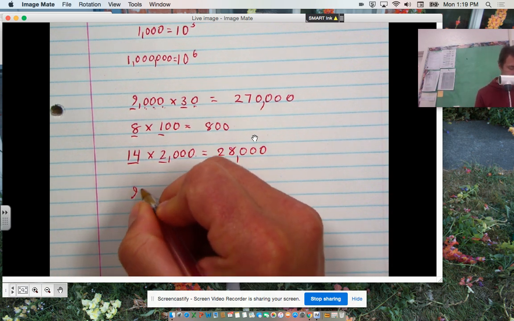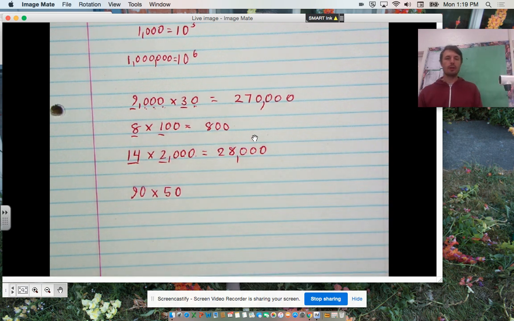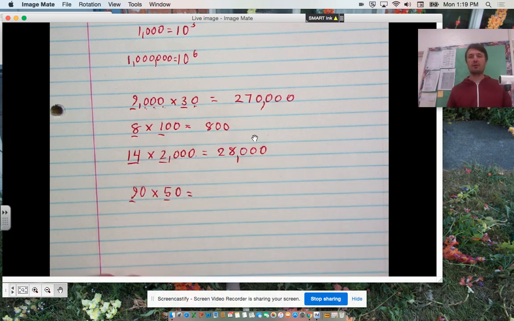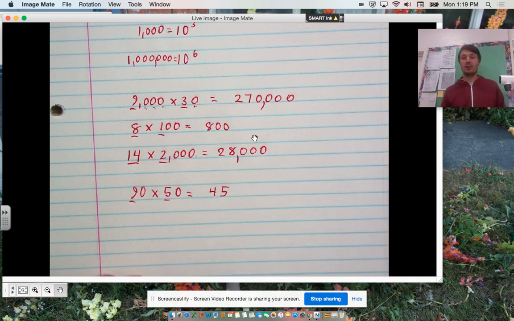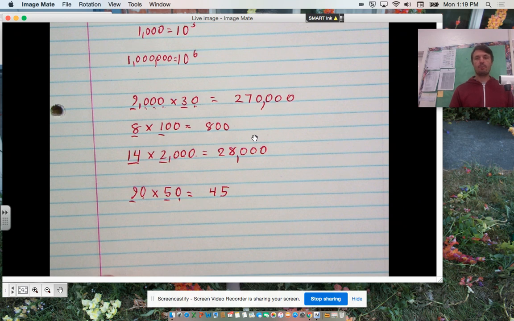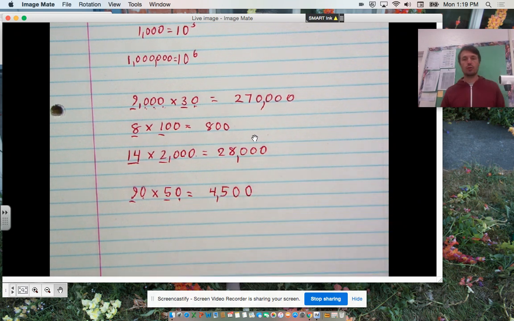Let's say we have 90 times 50. And that one might seem kind of hard to solve. 90 times 50, that's going to be a big number. Well, all you have to do is worry about the 9 and the 5. What's 9 times 5? 45. And then count the amount of zeros in both factors, 1, 2, and put those in the product, 1, 2. So the answer is 4,500.